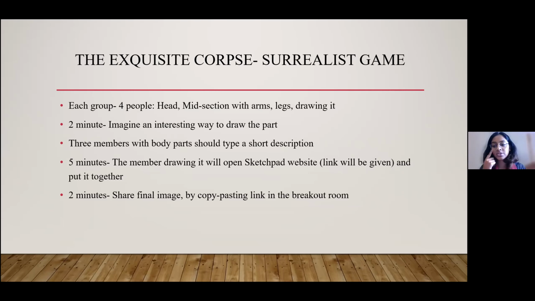So each of you with the body parts, just think about an interesting way of drawing the body part. Write the description in the chat or just say it to the person who's drawing it. The person drawing will, from the description, open the Sketchpad website and put it all together. You won't have to share it if you don't want to. And also, it's not about art skills or drawing well. We just want to see what kind of combinations you come up with and the experience you have.